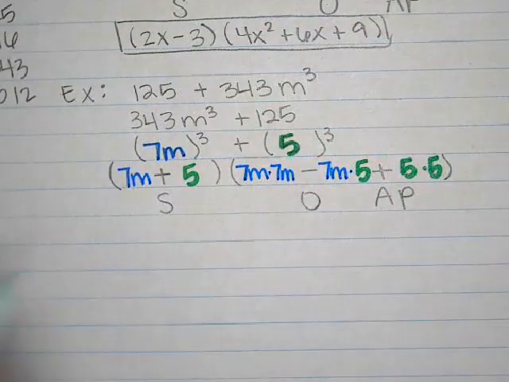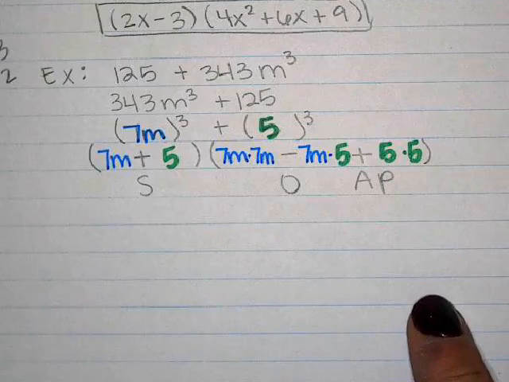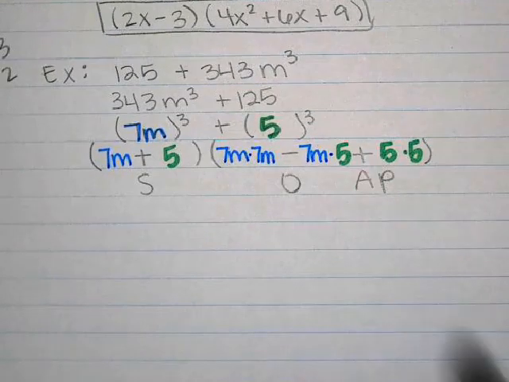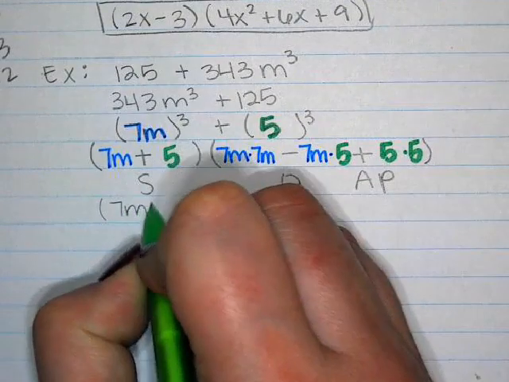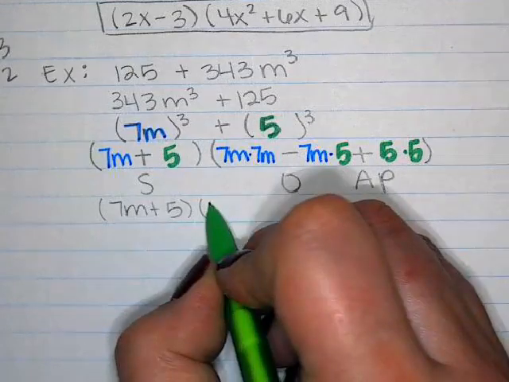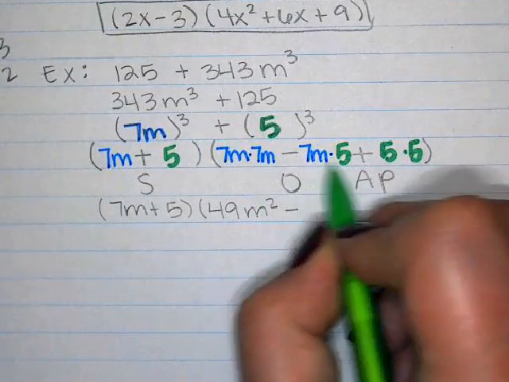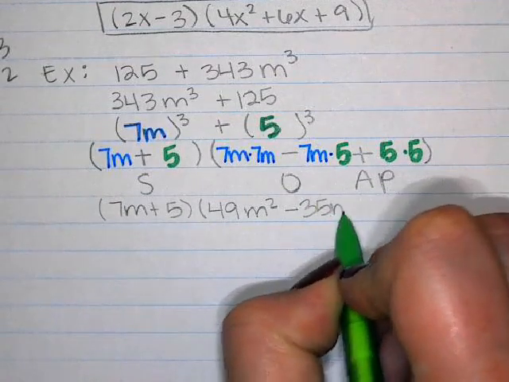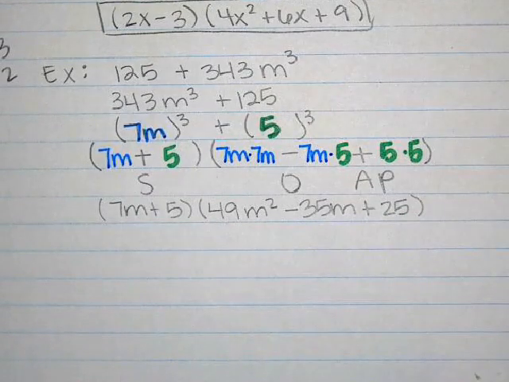So our small parentheses are 7m plus 5. Our big parentheses are 49m squared minus 35m plus 25. How was it that time? Better that time? Okay.